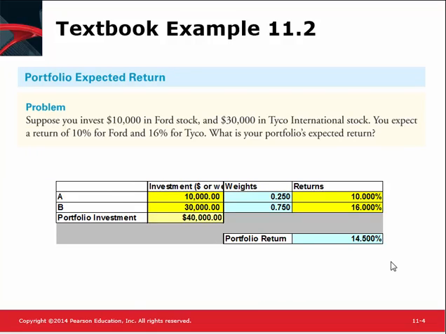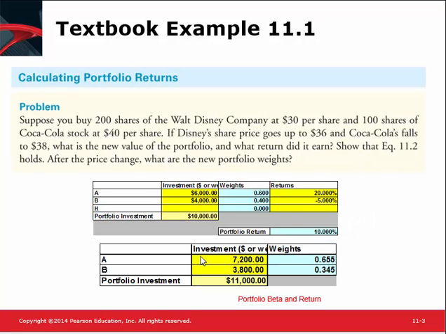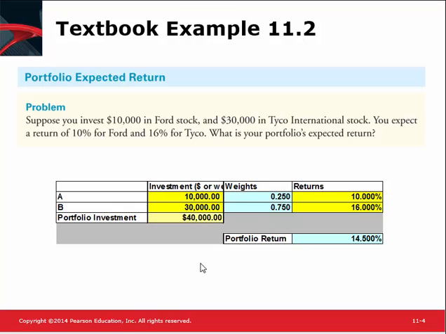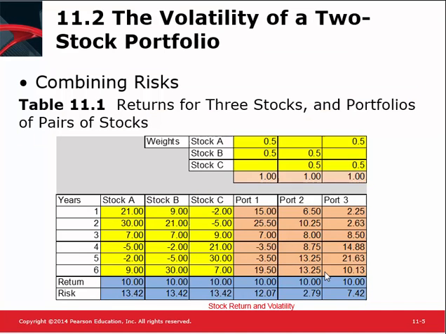If you put 10,000 in Ford and 30,000 in Tyco, you expect to get 10 and 16% for those returns. Again, what return? You can put in the dollar values here. Another thing you can do is you could just put in the weights. If I told you that you put 25% in Ford and 75% in Tyco, you can see here the label says you can put dollars or weights. You can put either in those, and you'll get the answer here that the average is obviously 14.5%.